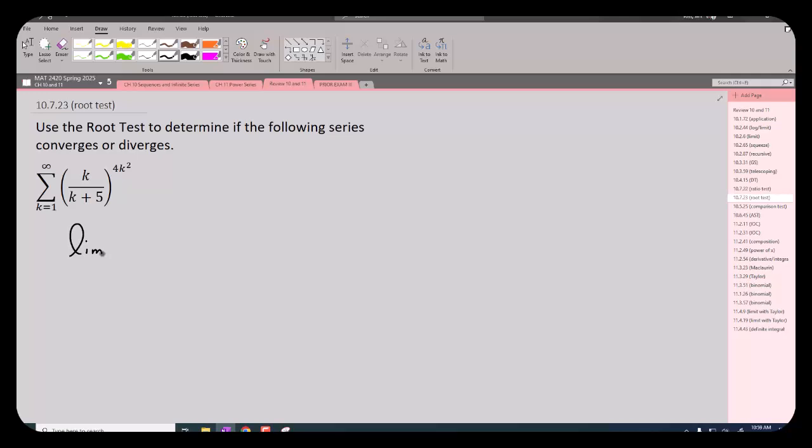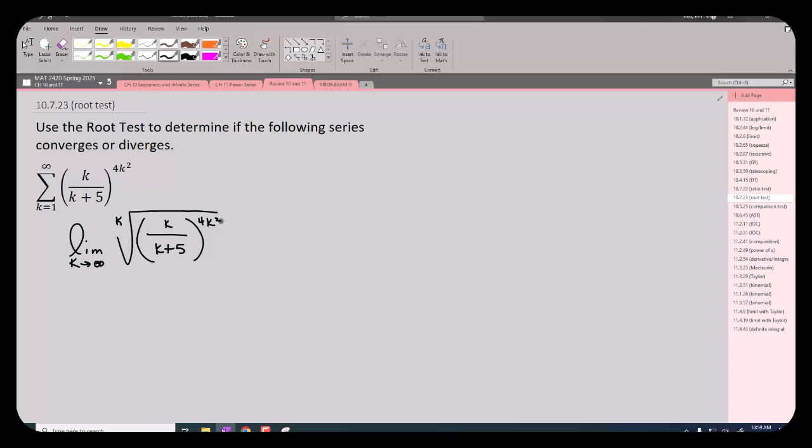So here we're going to take the kth root as k goes to infinity, so the kth root of all of this. And the root test would ask us to use the absolute value of the inside here, but there's nothing negative, so we don't even need it.